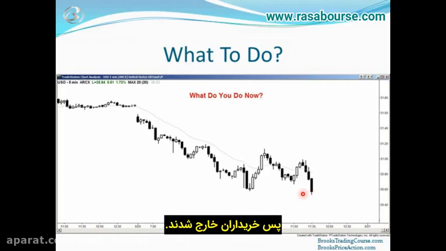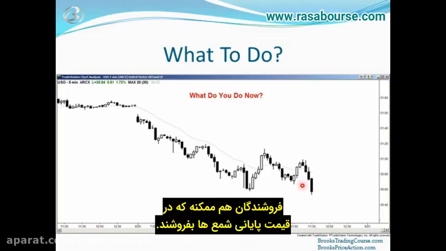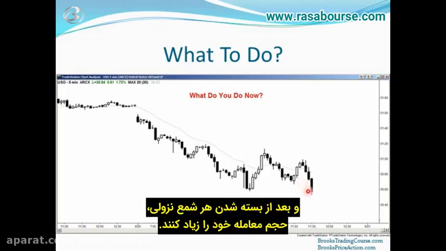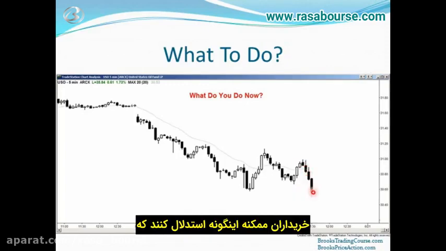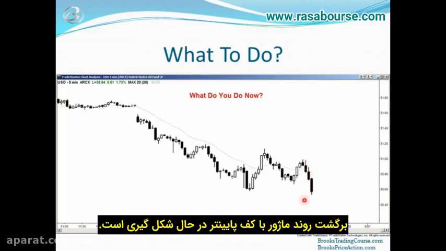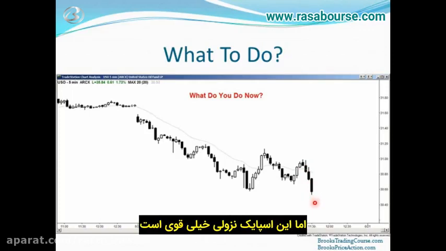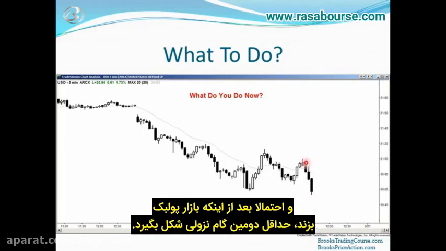So the bulls are out. Bears might be selling closes. They might have sold here and then added with each bear close. The bulls can argue that maybe we'll get a lower low major trend reversal, but this bear spike is so strong that there probably is going to be at least a second leg down after any kind of a pullback.